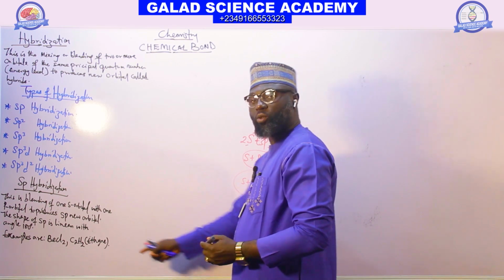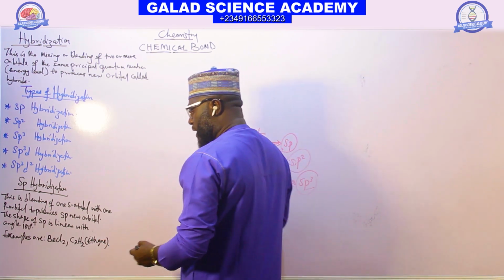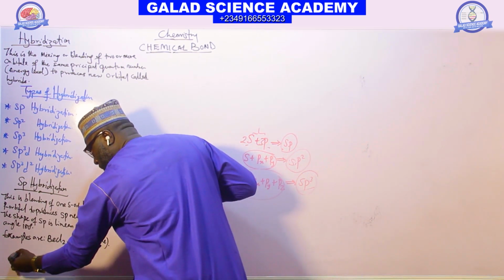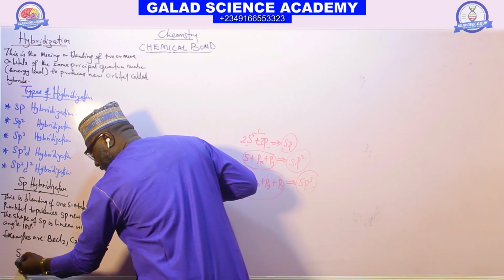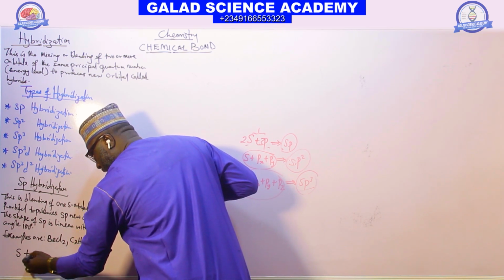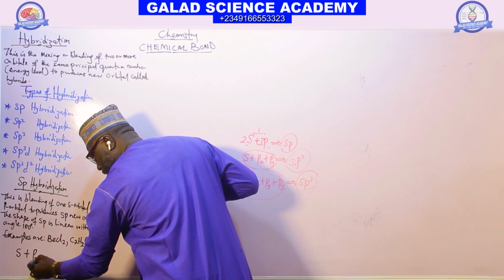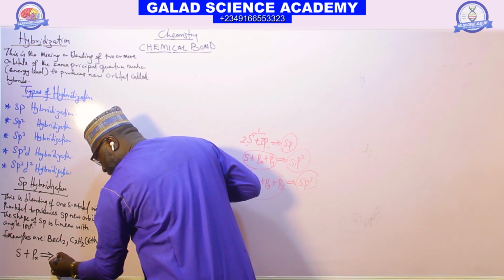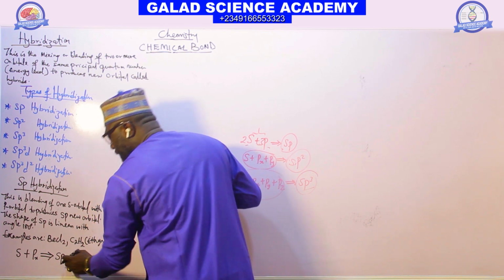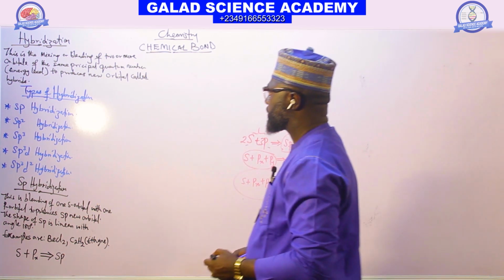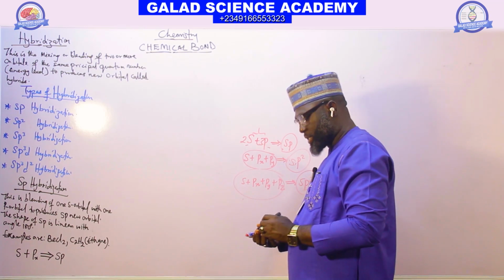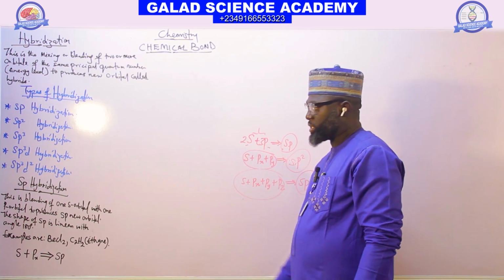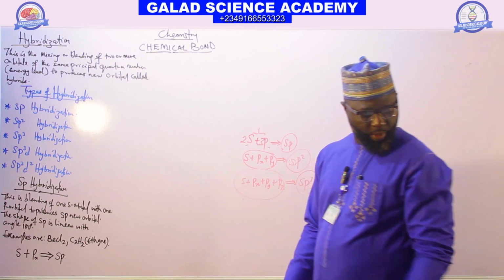So let us look at the scenario that is happening here. We have one s orbital blended with p orbital, and the hybrid is sp. What is the hybrid? The hybrid is sp.